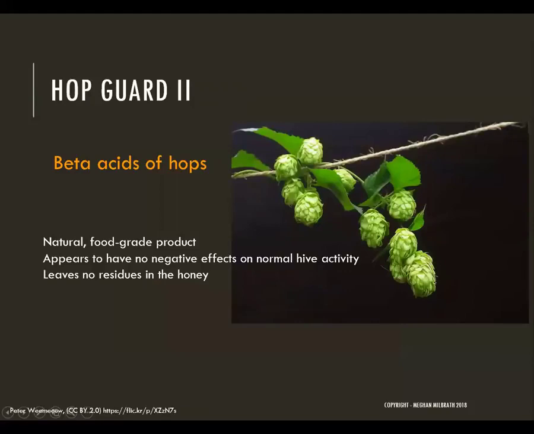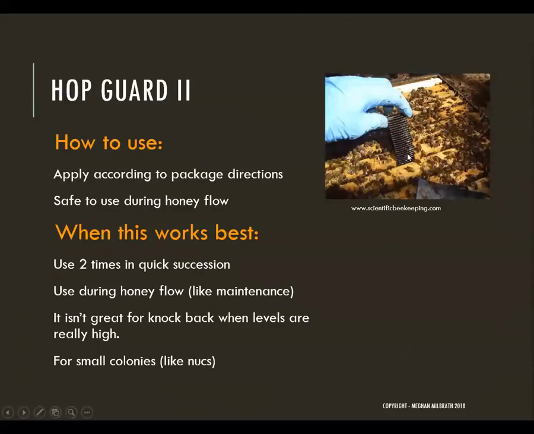All right, so the first one that's covered under the soft acids is HopGuard 2. It is natural. It's a food grade product, meaning that you can use it when your honey supers are on. It does not mean you can eat it. Don't try that. That's gross. It appears to have no negative effects or very small effects on normal hive activity, and it doesn't leave residues in the honey. And here's a picture of it in use. Again, with all of these, you want to apply to the package directions. You can see that it does have a sticky mess on it, so you'll want to wear gloves.